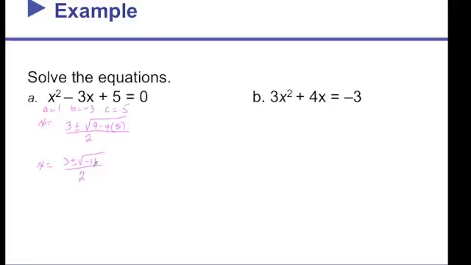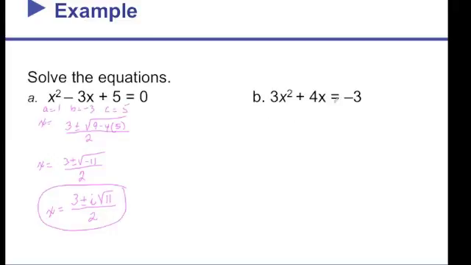Now, the -11, we never leave a square root of a negative. So we pull out the i and leave it the square root of 11. There are no perfect squares in 11, so then we're done. x equals 3 plus or minus i times the square root of 11 over 2.